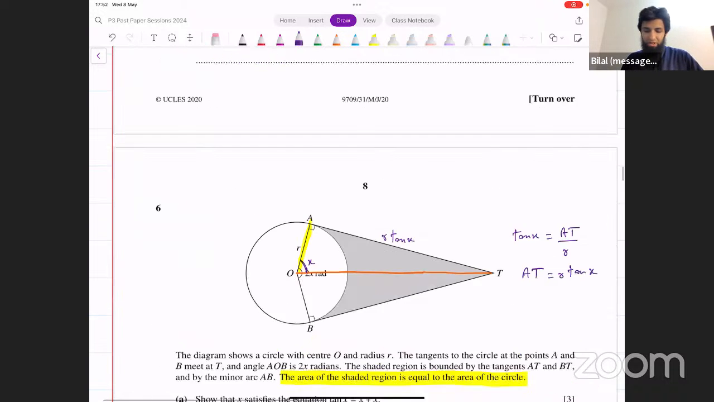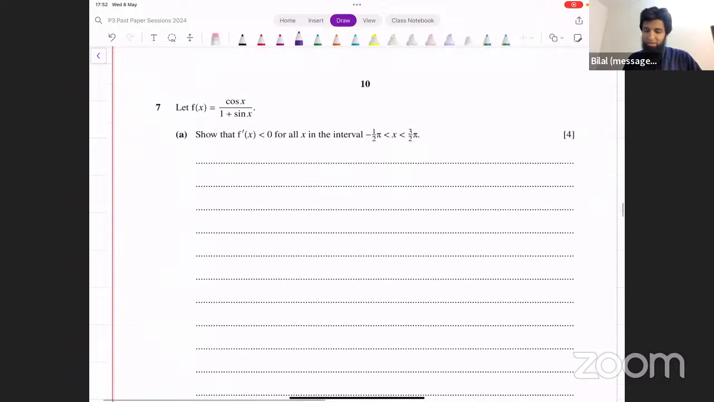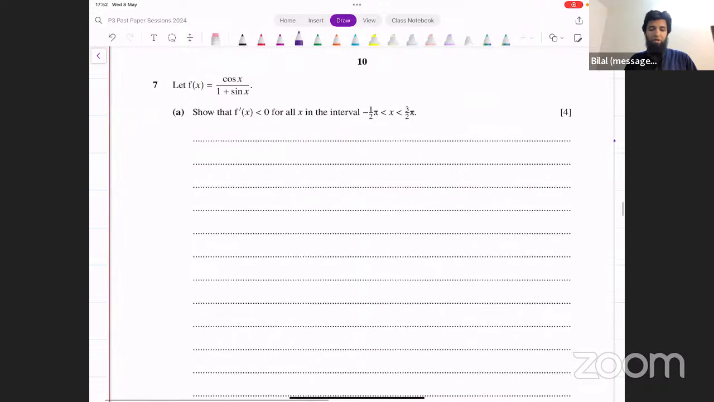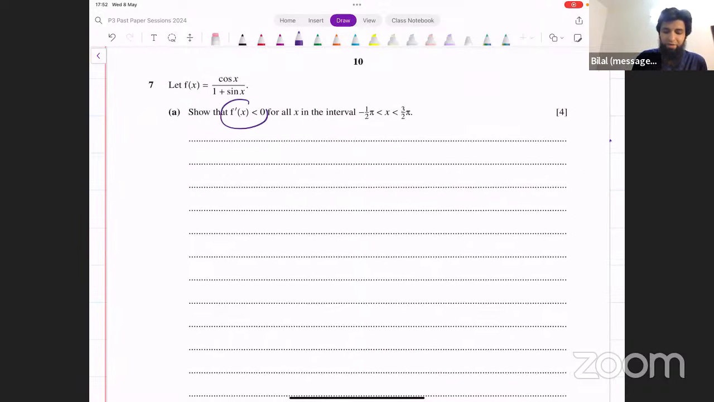Question number 7, part A. Okay, let's try this. It says, let f of x equals cos of x over 1 plus sine x, show that f dash of x is less than 0. What is f dash of x? That's the derivative of f of x, right? How do you differentiate it? It's a fraction, so we can apply the quotient rule. This is u, this is v. The derivative is given by v u dash minus u v dash divided by v squared.